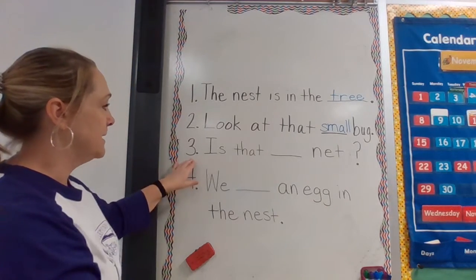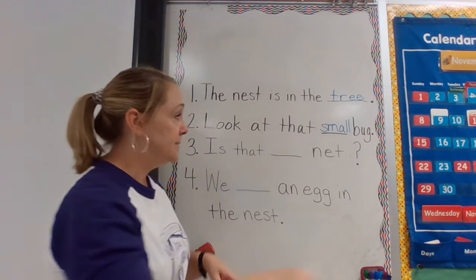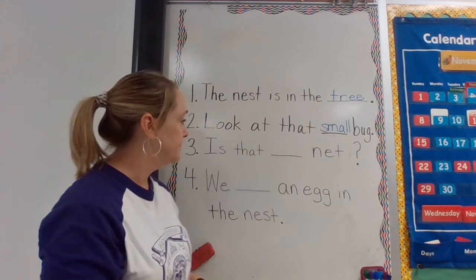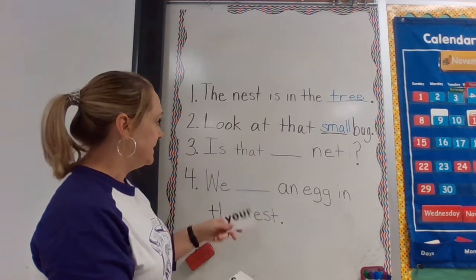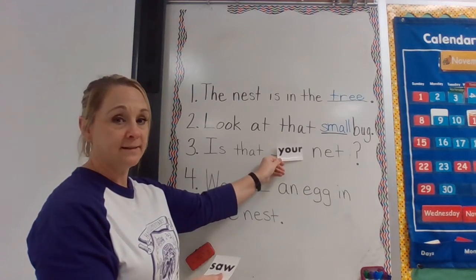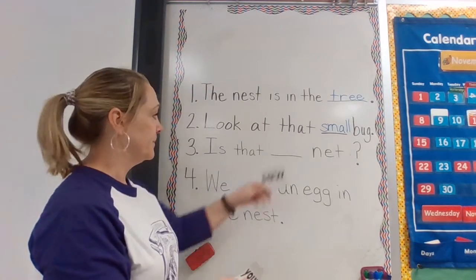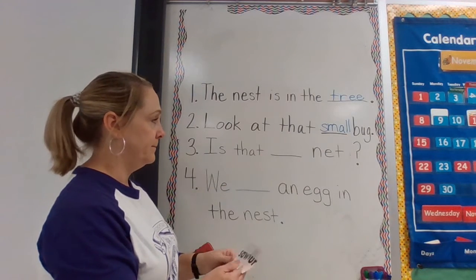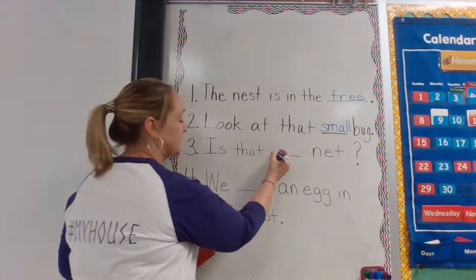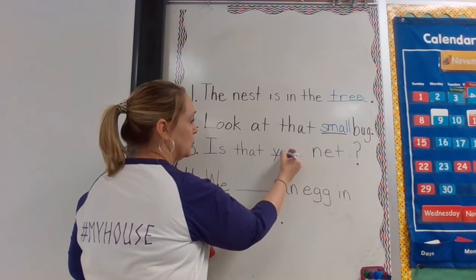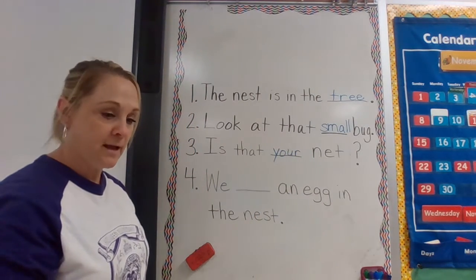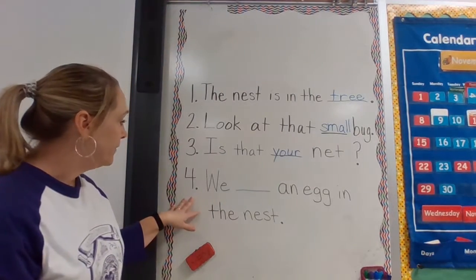Move down to number 3. Here's our interrogative sentence, or our question sentence. It's going to ask, is that blank net? All right, so let's see which one goes best. Is that saw net? Is that your net? Which one makes sense? Is that saw net? Is that your net? Your. It's asking, is that your net? And that's actually a yes or no question. Is that your net?